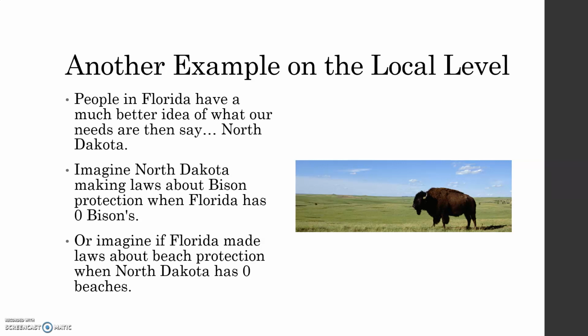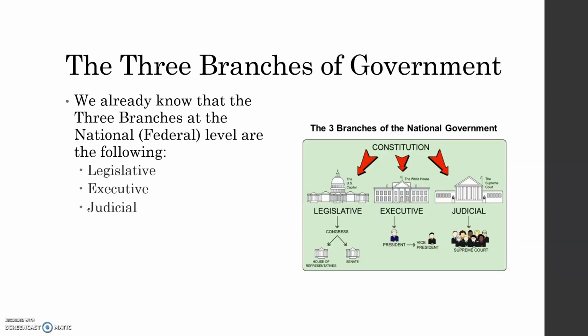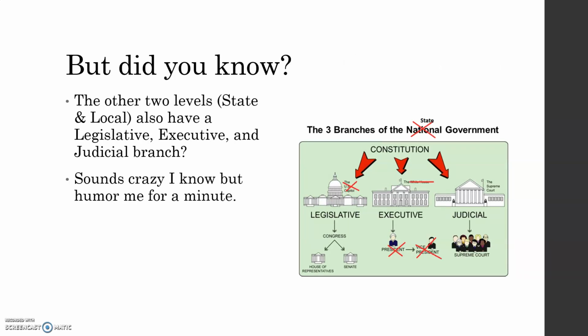So, that being said, you remember the three branches of government? And you know how we already know that there's three branches of government based upon the Constitution, where you have a legislative branch, which has Congress, you have an executive, which has the president, and you have a judicial with the Supreme Court. You probably do know that. I hope you know that. We spent an entire quarter on that. But did you also know that the other two levels, state and local, also have these executive, legislative, and judicial branches? It sounds crazy, but humor me for a minute.